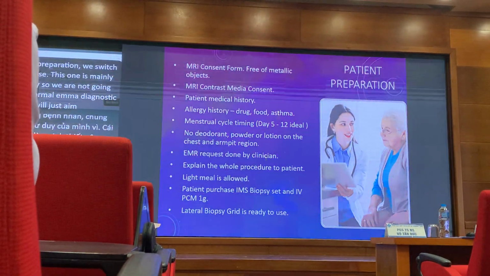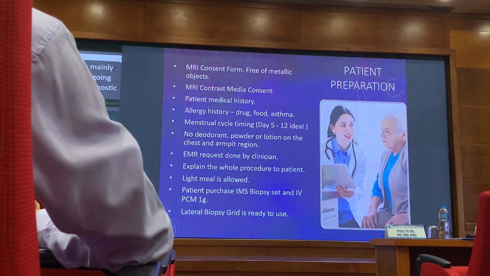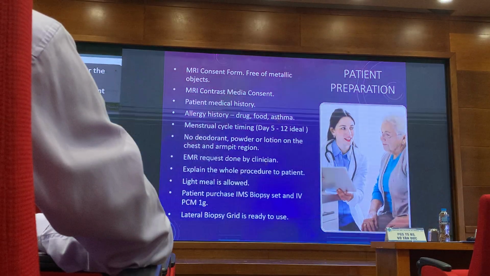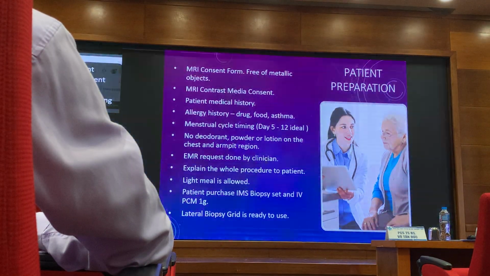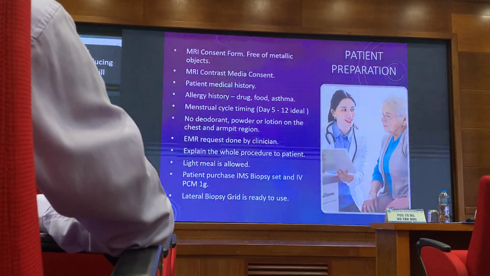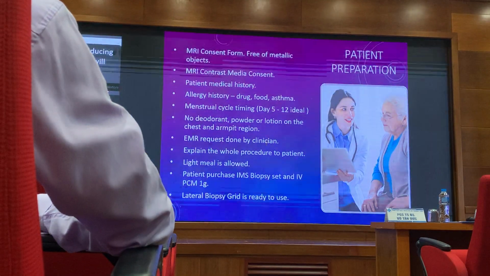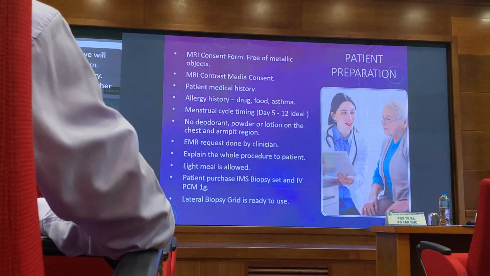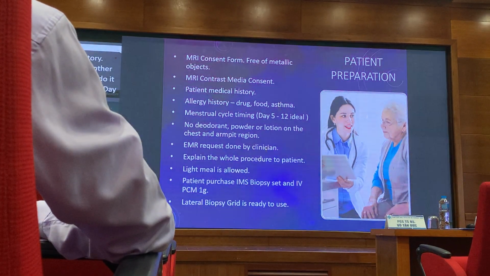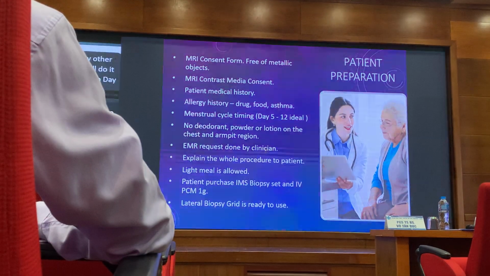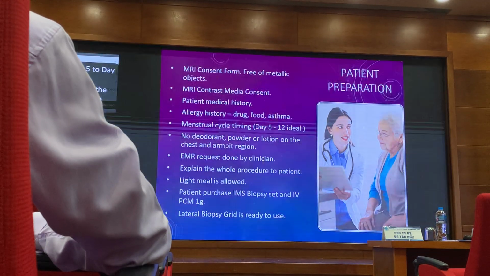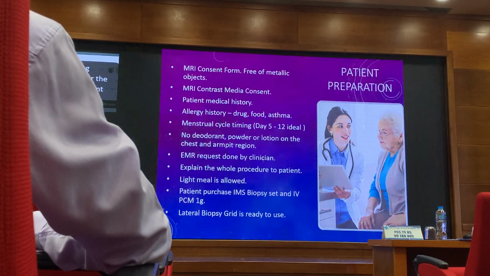For the patient preparation, we do the MRI consent form, make sure the patient is free from any metallic object, and also we are using contrast media. So we will also get the contrast media consent, and check the patient's medical history: allergy to food, asthma, or any other things, some medication. We will also consider the menstrual cycle timing, day 5 to day 12 is ideal. No deodorant, powder, or lotion at the chest or armpit region because we don't want any false positive result. This is what we advise the patient.